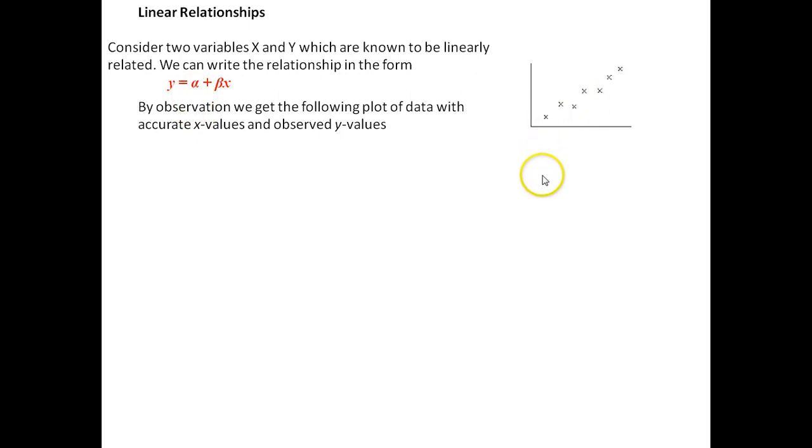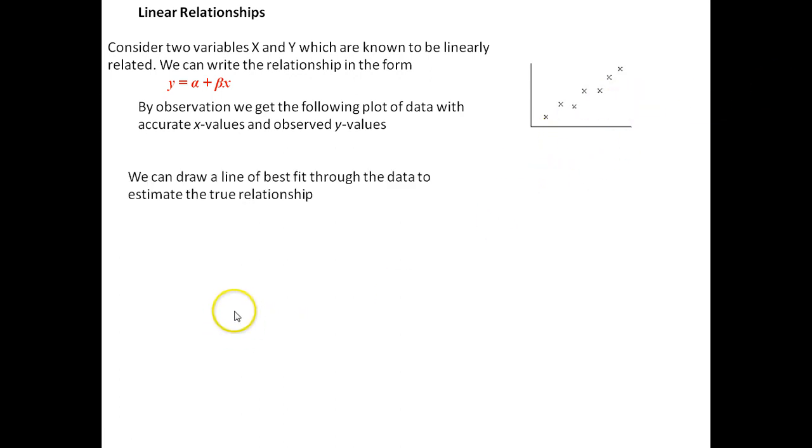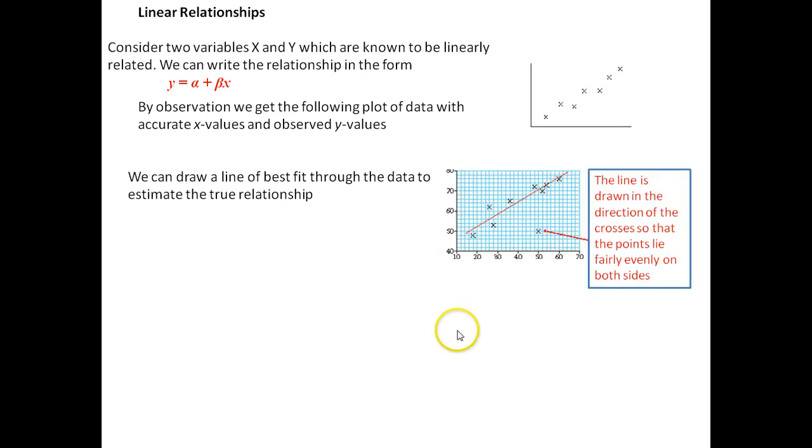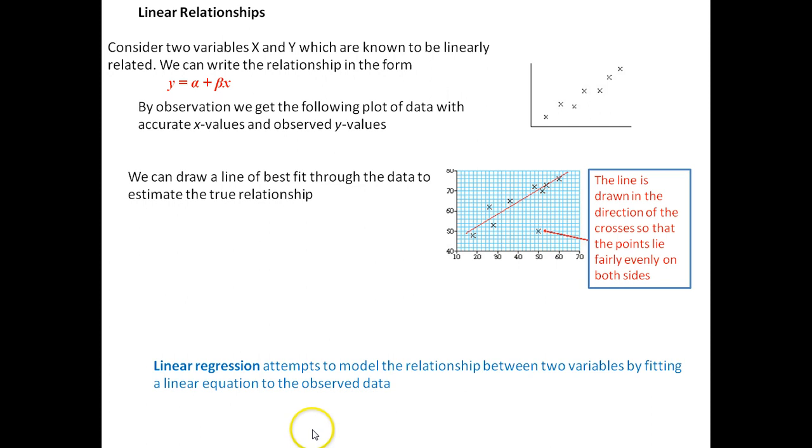By observation, we get the following plot of data with accurate x values. So we set the x values and we observe the y values. We can draw a line of best fit through the data to estimate the true relationship. The line would be drawn in the direction of the crosses so that the points lie fairly evenly on both sides, and usually through the mean of the x's and the y's. Linear regression attempts to model the relationship between two variables by fitting a linear equation to the observed data.